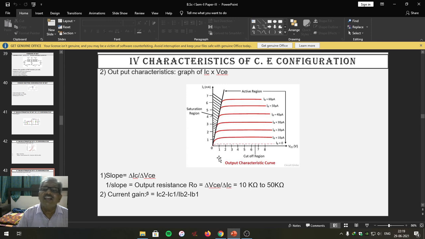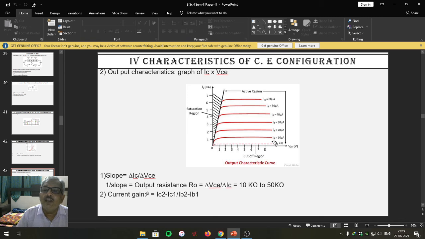If we consider any curve, the same interpretation we can obtain. At the beginning, VCE is 0, IC is 0. As VCE increases, IC increases. After that, even though VCE is increased, IC remains constant. This is one conclusion we can draw.